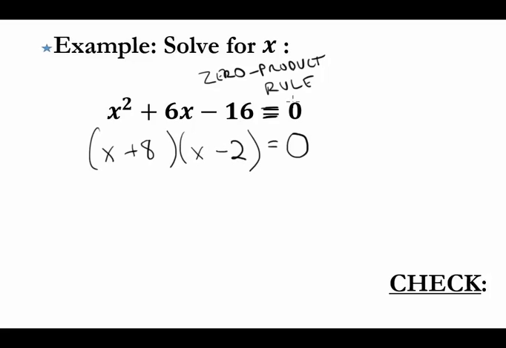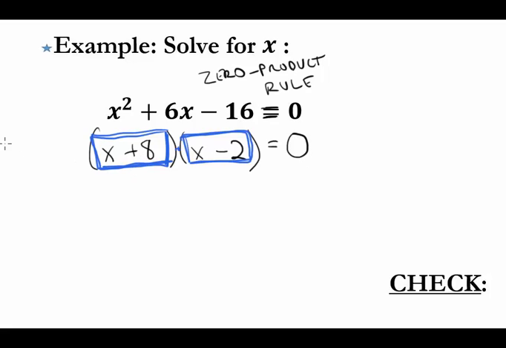Okay, and now we're going to use our zero product rule. If we look at the structure of this equation, it really has a structure that says I have this one thing, x plus 8. This is one expression. And I'm multiplying it by this other thing, x minus 2. That's one thing. And I get 0.